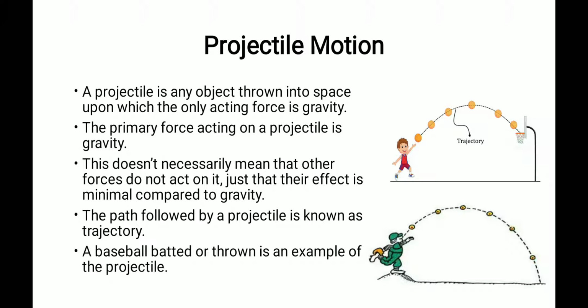So the path followed by the projectile is known as trajectory. Trajectory means the path, the curve traced by the projectile. Baseball is an example of a projectile.